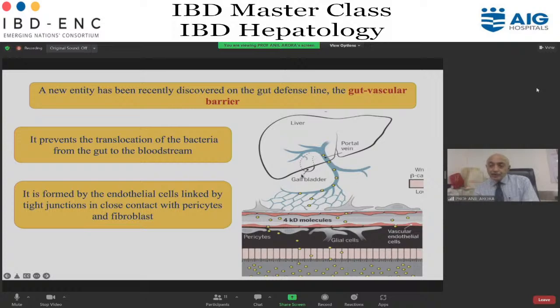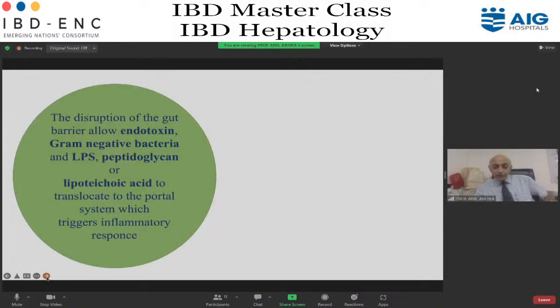gut vascular barrier is akin to something which we very well know of, the blood-brain barrier, which allows initially only 4,000 Dalton or 4K molecules. That means only 4,000 Dalton molecules can transgress this mucosa. That means it keeps you intact, as it does not permit the passage of the harmful bacteria across the gut vascular barrier into the portal circulation.